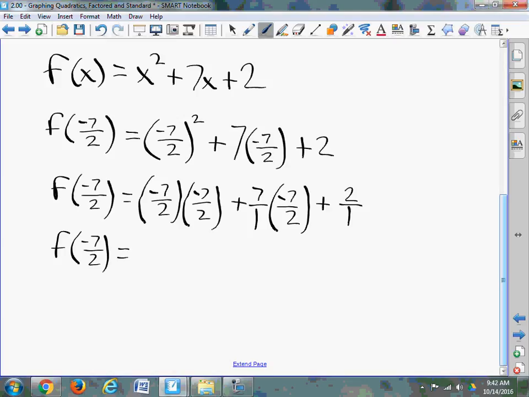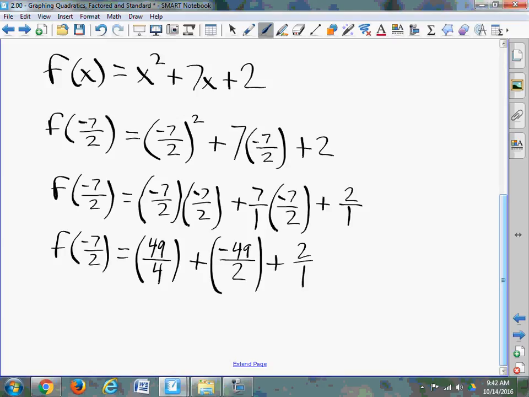Negative 7 times negative 7 is 49. 2 times 2 is 4. 7 times negative 7 is negative 49. 1 times 2 is 2. And then we still have 2 over 1.